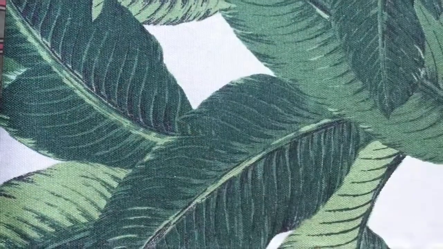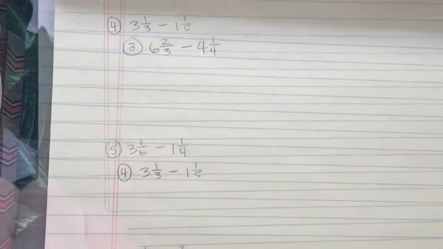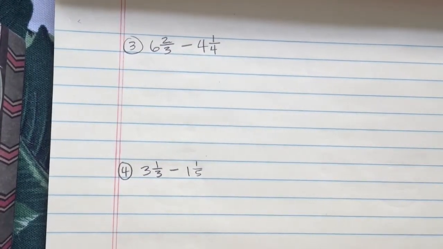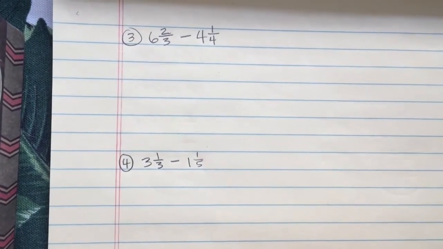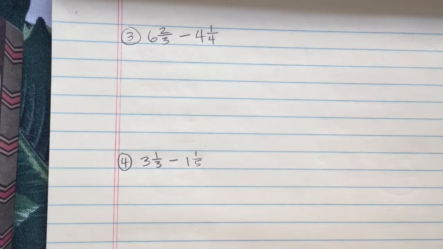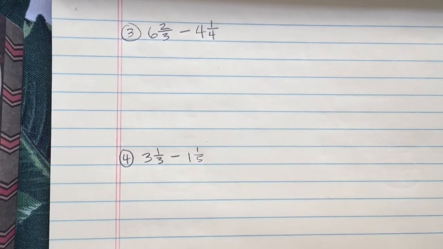All right, let's do some more practice. But let's do some subtraction. Subtraction, still need a common denominator, so go ahead and work out numbers 3 and 4 on your own. Go ahead and pause your video and I'll come back with the answers, all right?